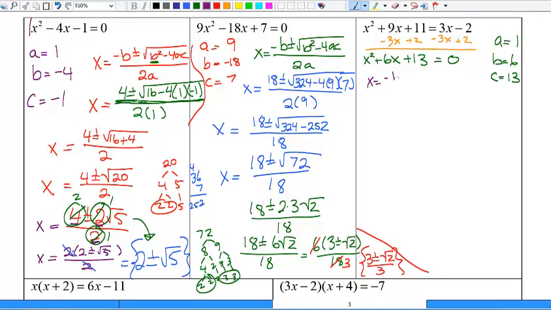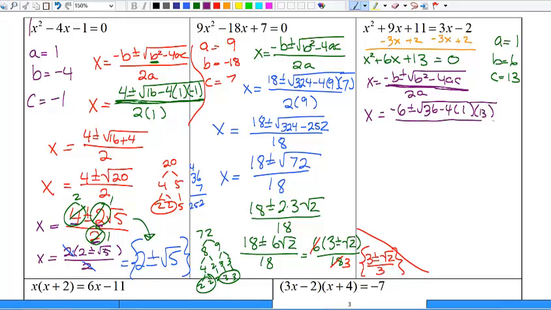I'm going to write out my formula to help myself memorize it. B squared minus 4ac. Don't forget that all over goes all the way back from negative b all the way to the square root. So x equals negative b. b is 6, so the opposite of 6 is negative 6, plus or minus the square root. b squared is 6 squared, which is 36, minus 4 times a times c. My a is 1 and my c is 13, all over 2 times 1.